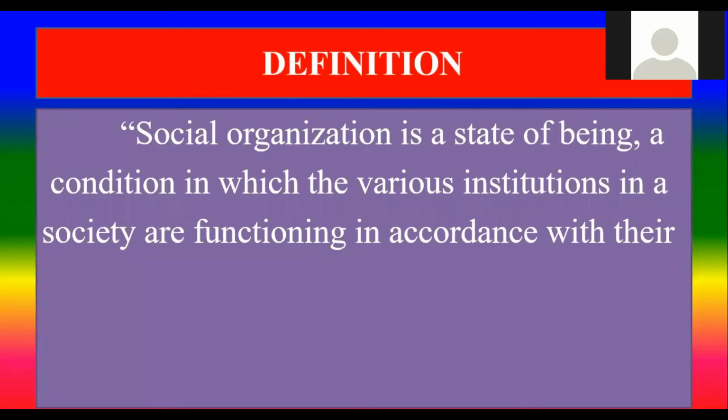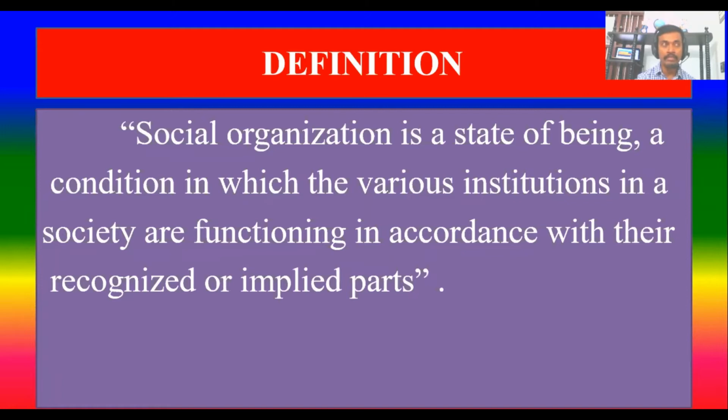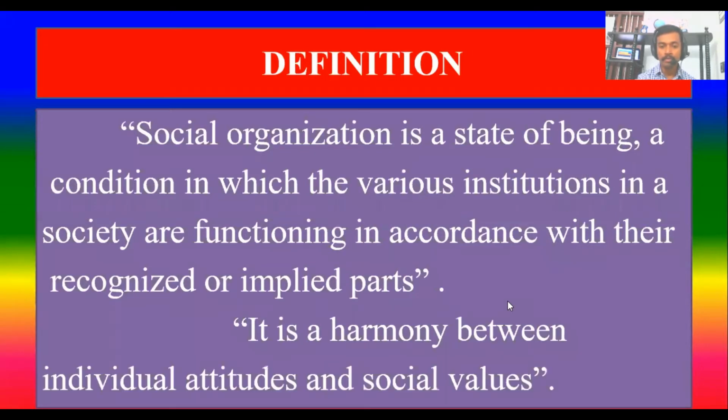Definition: it is a state of being, a condition in which the various institutions in a society are functioning in accordance with their recognized or implied parts. Keywords: state of being, various institutions in society functioning. For example, the familial system, economic system, political system and religious system are systematically organized and have different norms and interactions formally. It's a harmony between individual attitude and social values.